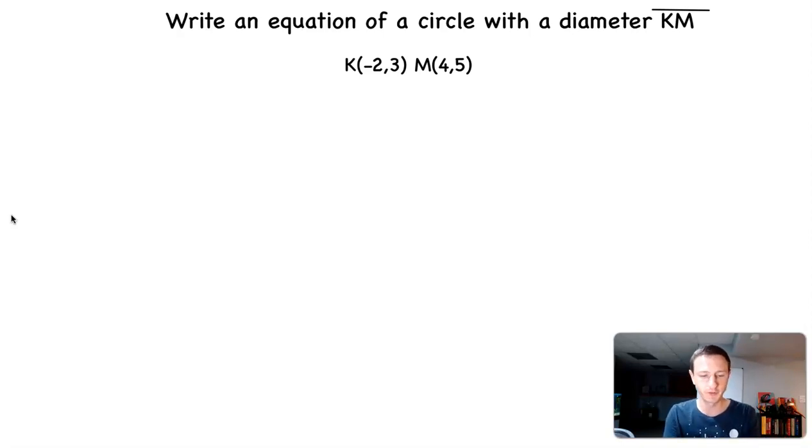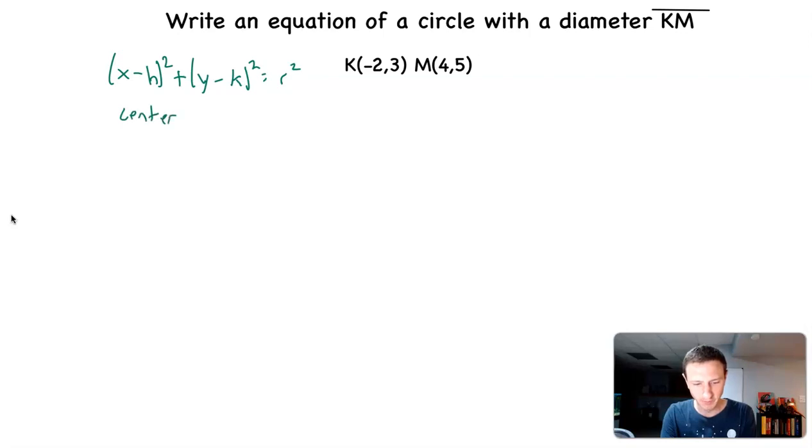So first, let's just make sure we know what the equation of a circle is. The equation of a circle is (x minus h) squared plus (y minus k) squared equals r squared, where the center of the circle is (h, k), and the radius is that r value. Not the r squared, but the r. Okay, so we have that up front, and now we have something to work off of.